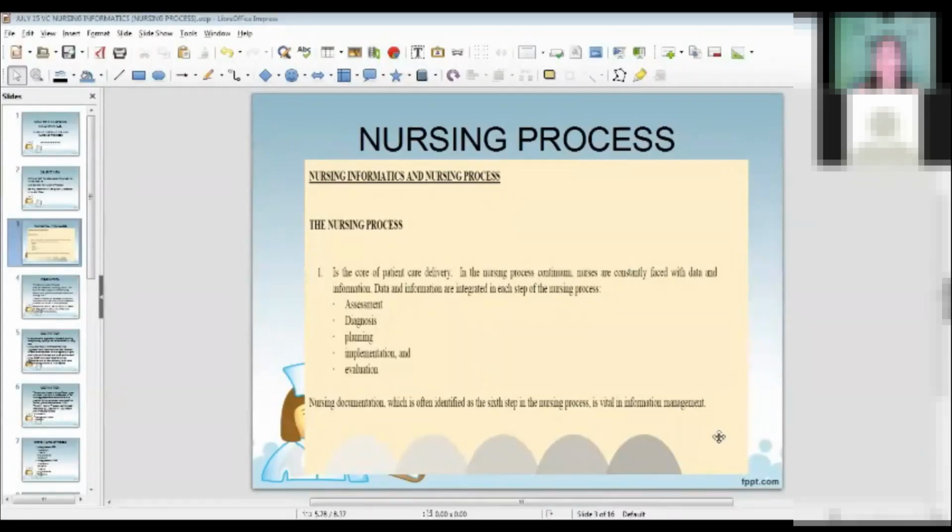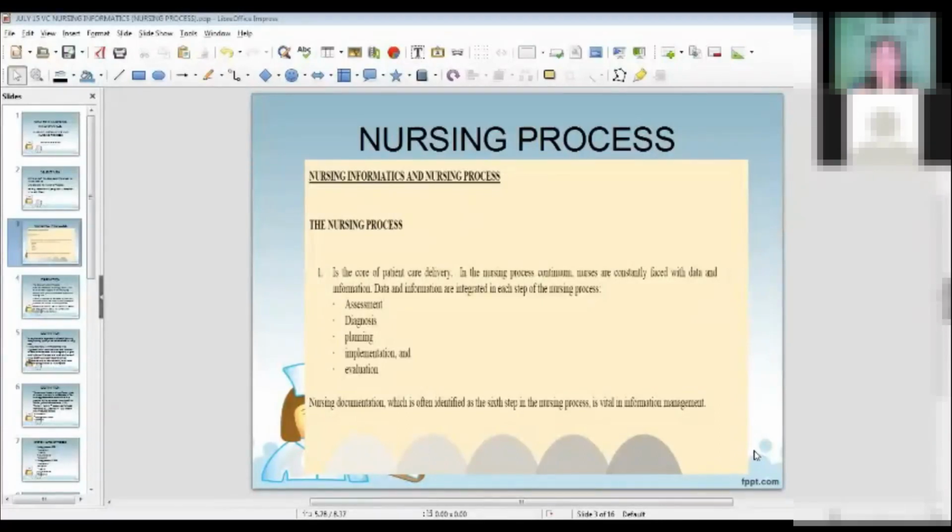So I utilized my PowerPoint that I used for nursing informatics as well, because this contains the information about the nursing process. So data and information are integrated in each step of the nursing process. So what are the steps in the nursing process? We have assessment, diagnosis, planning, implementation, and evaluation.